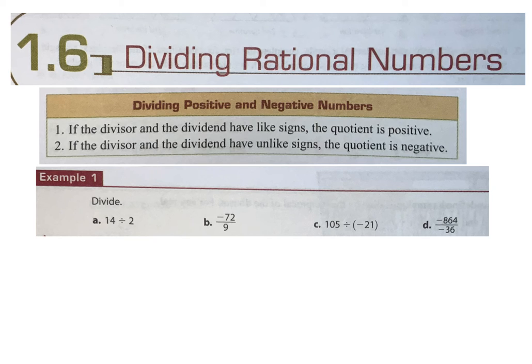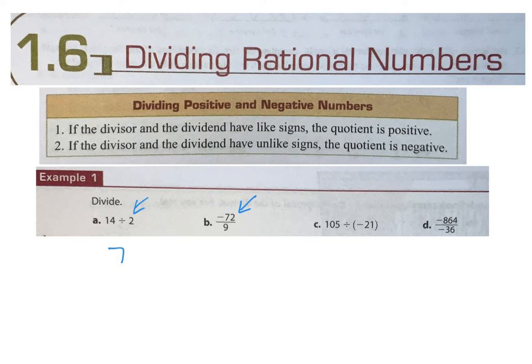So 14 divided by 2, they're both positive. My answer will be positive. You will get 7 here, right? 7. It can be written like this with a division symbol. 14, your division symbol, and 2. It can also be written like this with a fraction line. Fraction is just another way to write division. It is a ratio between the two numbers.